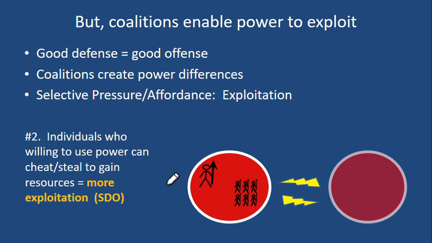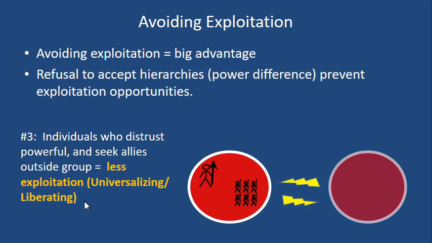So the short story here is, once you have power, it'd be surprising if some people didn't want to use it in kind of dark ways to get more resources. All right, and then our next and final strategy is, you can imagine that once you've had this exploitation strategy as a potential, certain individuals could seek gain by avoiding that exploitation. So people that refuse to accept hierarchies, refuse to recognize power differences, might be less able to get exploited by elites, and that would give us this universal liberating kind of orientation.